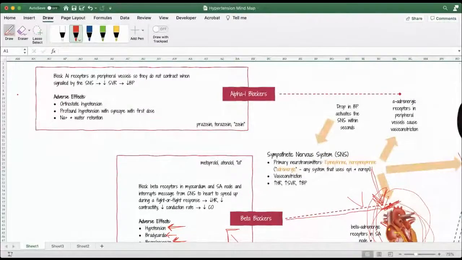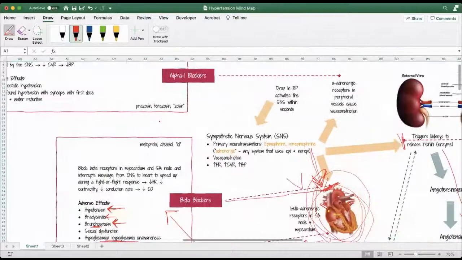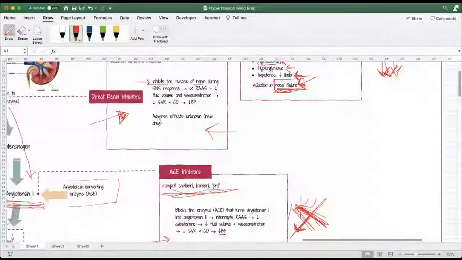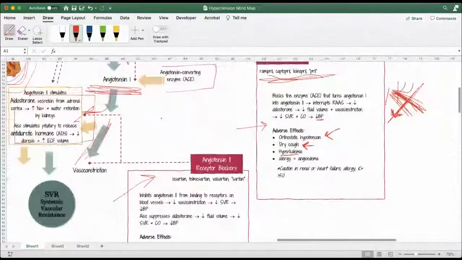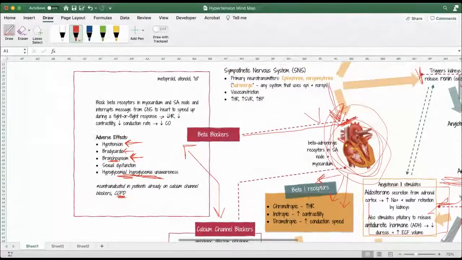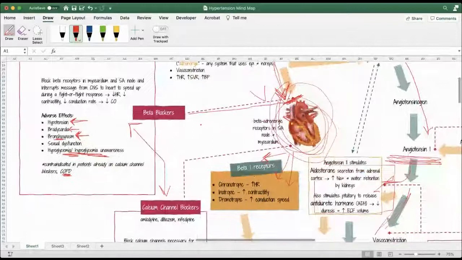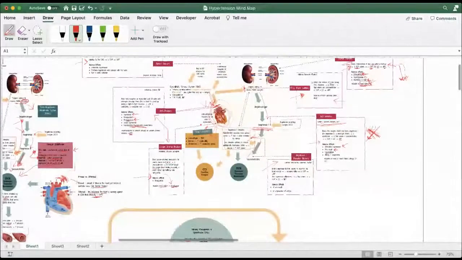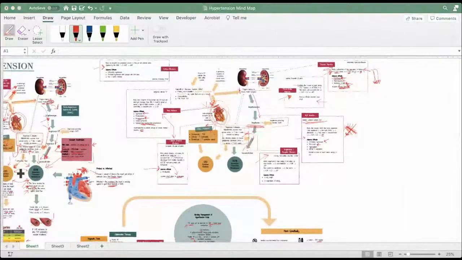And then the alpha blockers, I think I can let you read on your own. It's not a huge one. Those three are really the most important ones: the thiazide diuretic, the ACE inhibitor, and the beta blockers in terms of hypertension. Those are the three that I would focus on. And again, you can see where they work in that whole train of stuff that I showed you earlier.